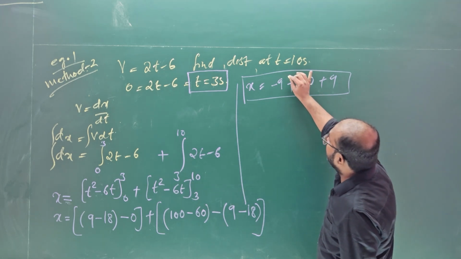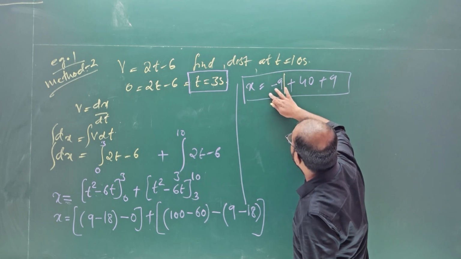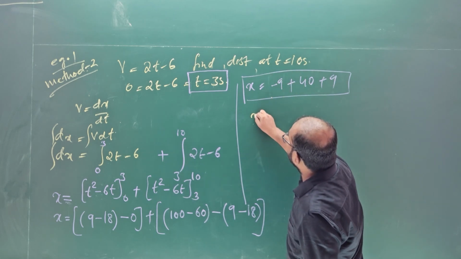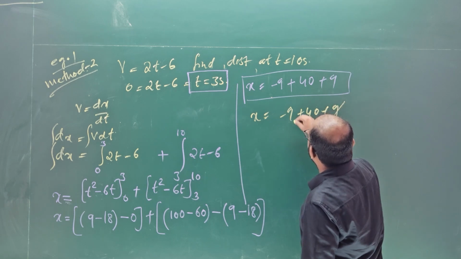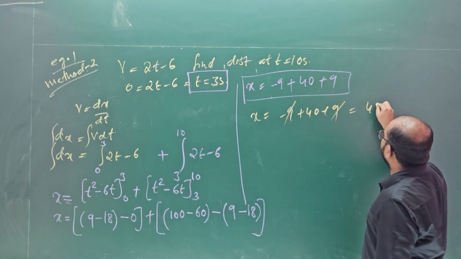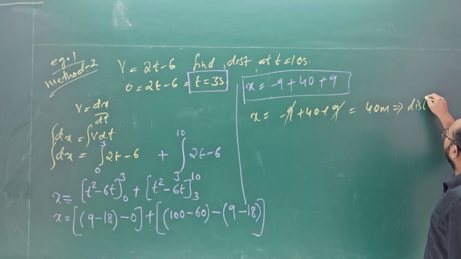So that means if I take the magnitude, I'll write it in two different lines. That means x is equal to minus 9 plus 40 plus 9. Cancelling this gives you 40 meters, and this 40 meters is nothing but displacement.